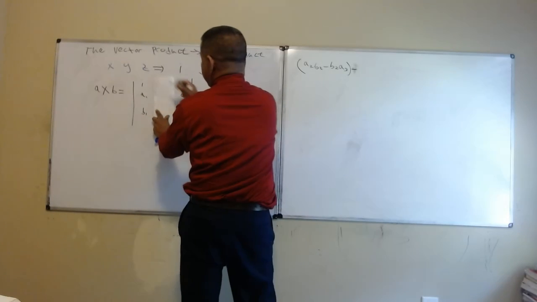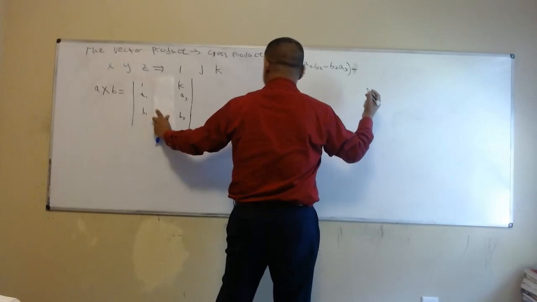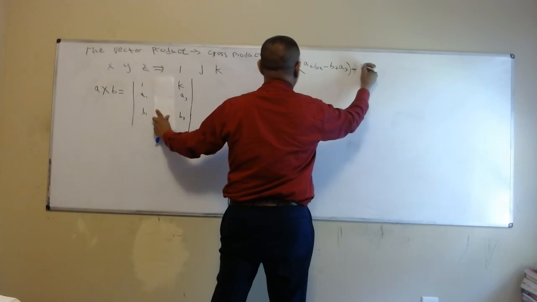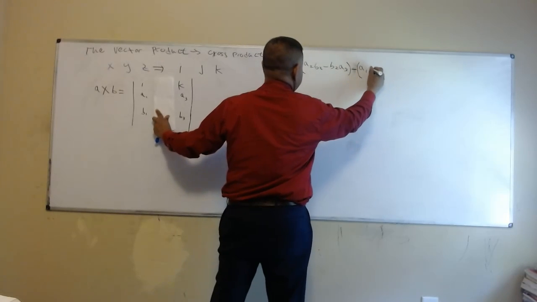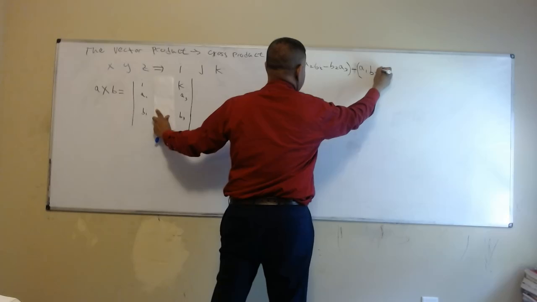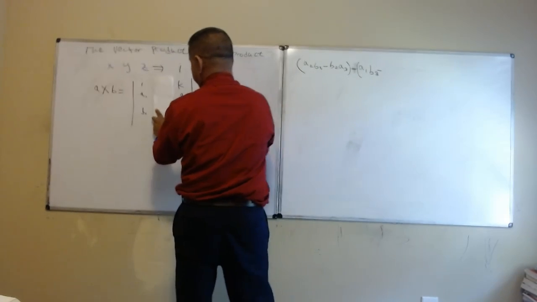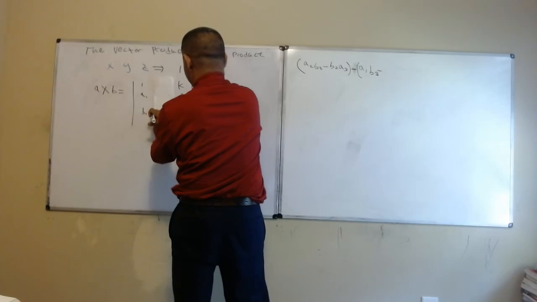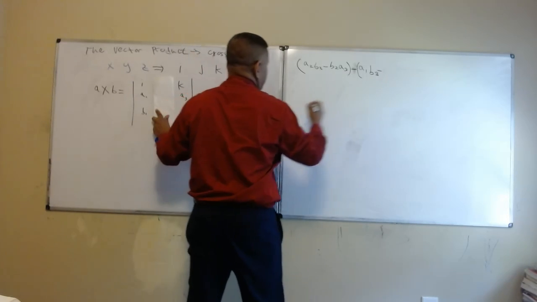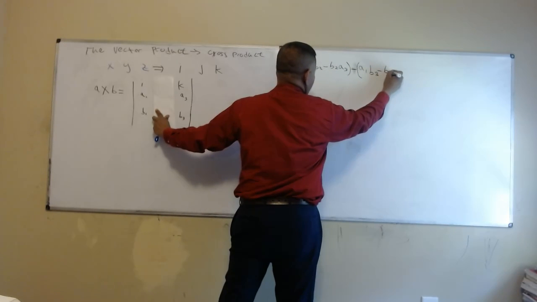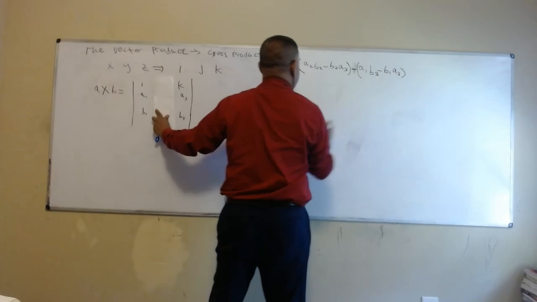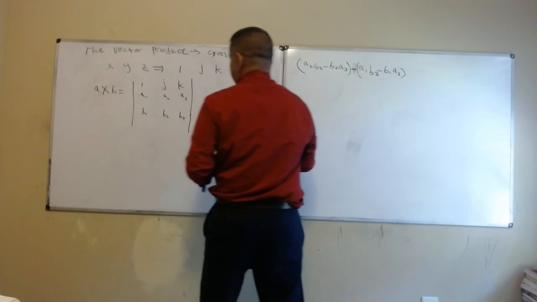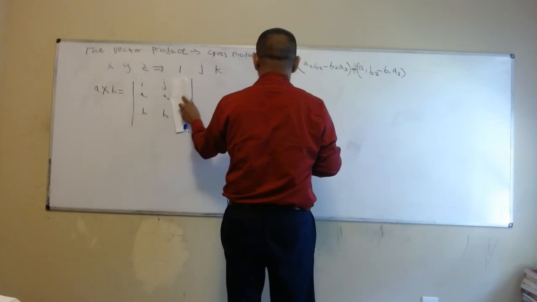What I see is I and K. So I do the following: A1 B3, right? And then minus what? Minus B1A3. Right? Then I call the next one, and the next one is a plus.